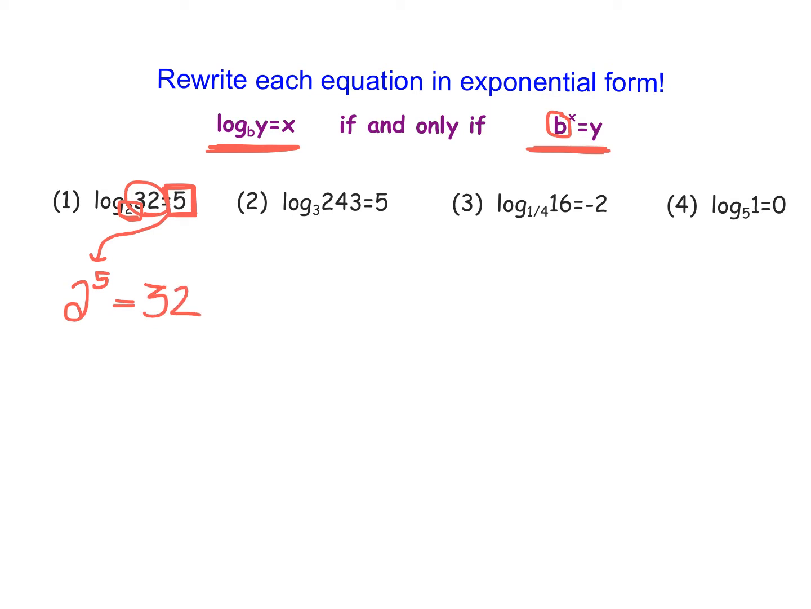Now if we attempt this next one, again, remember the base value is the same. So we have a log of base 3, so we have an exponent of base 3. This 5 goes into the exponent, and that equals our y value of 243. Notice if you read through these expressions, 2 to the 5th power is 32. 3 to the 5th power is 243.